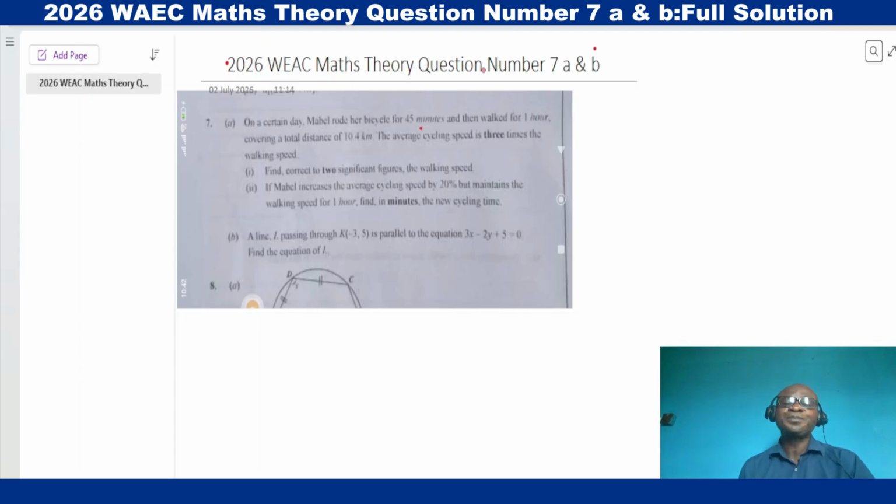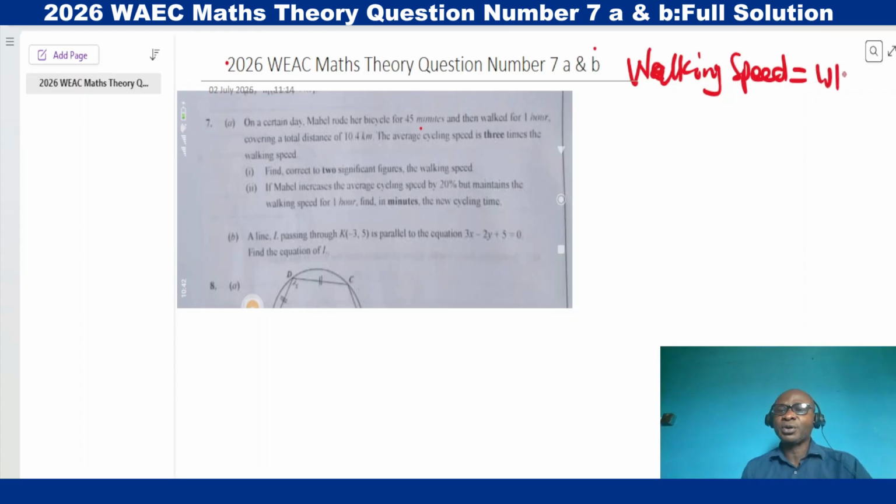Okay, let's begin. By interpreting this question, first let us write down the walking speed. The walking speed is given to us as W, so walking speed will be W kilometers per hour, because they said it is walking speed. And the walking time is given to us as 1 hour.